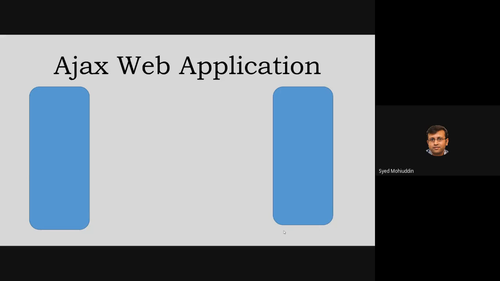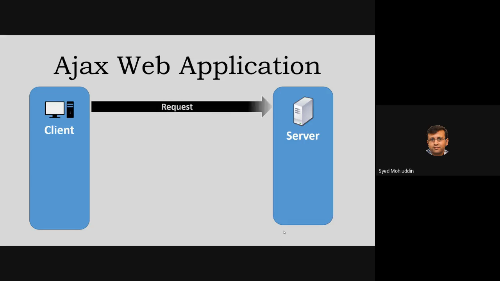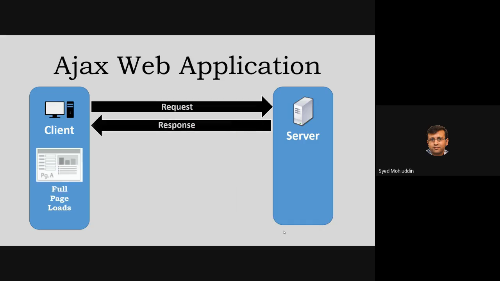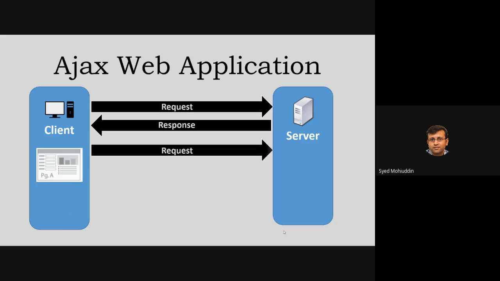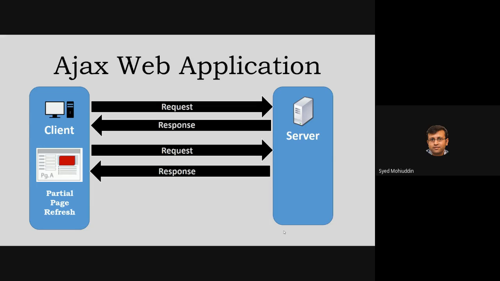Now let us talk about how an Ajax web application works. Again, we have the same client and a server. The first time a request is sent to the server, a full page is loaded. Remember, this is the first time, and the client doesn't have any data, so the full page is loaded. The second time the request is sent, only a part of the page is sent back as a response.